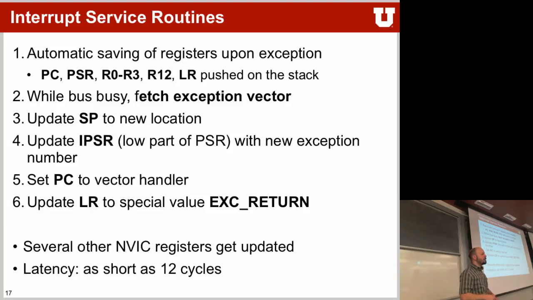It will then update the IPSR, which is the lowest few bits of the status register, with the current interrupt handler, the interrupt that's just executing right now. It will then set the program counter to the right interrupt vector, so jumping basically to that code. And it will at last set the link register to the EXC_RETURN value. We'll look at that value in a second. That's a specific return value that has to happen. Okay? There are a couple of other things that happen in the NVIC, like status bits getting set, but these are the main operations that happen.